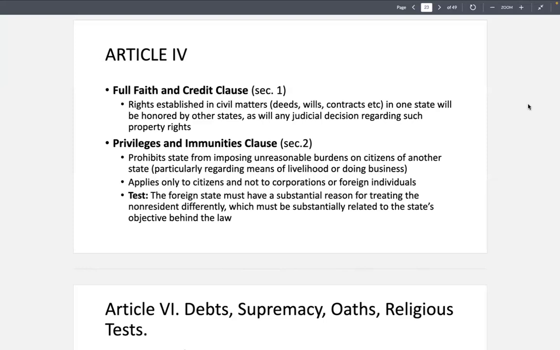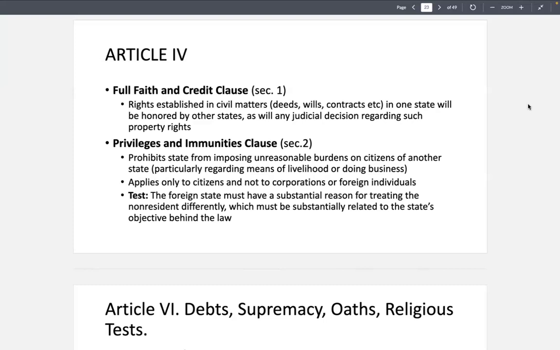So basically, if you have a breach of contract case in state A and you don't like the judicial decision regarding those rights, you can't just take it to state B and ask them to not honor that original state's decision, because Article 4, Section 1, the Full Faith and Credit Clause, means that they have to honor those out-of-state judicial decisions. So if you get, for example, an order in a custody dispute or a divorce matter, you can't just relitigate it all over the United States of America, right? If you get full custody in Arkansas, Texas has to honor that.